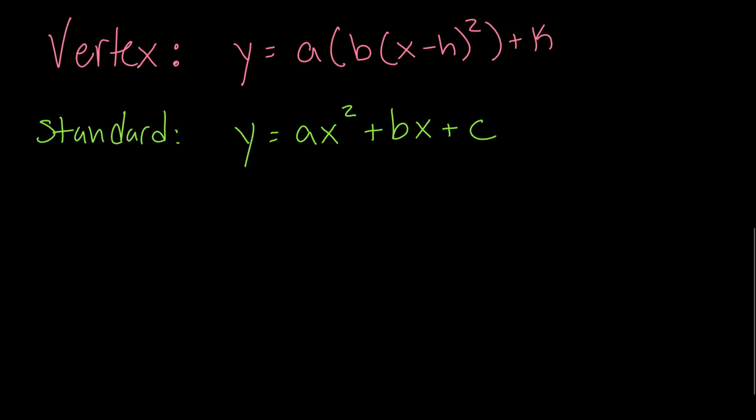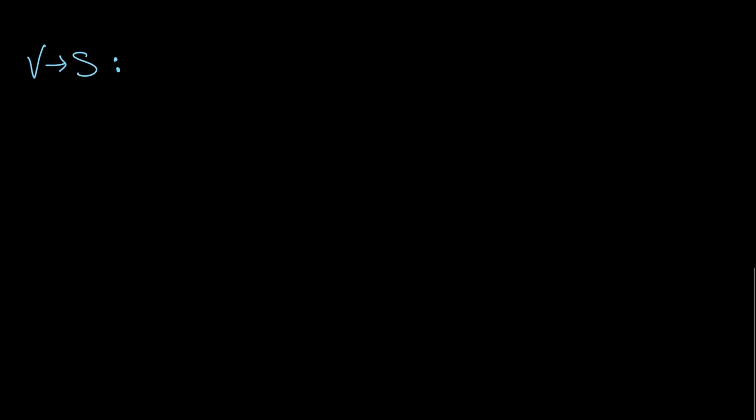So before we do our notes, which are going over how to convert from standard into vertex, I'm quickly going to go over how to convert from vertex to standard because it's really simple. So first, we're going to convert from vertex to standard. I'm just going to show you really quickly. Let's come up with one. Y equals 2 times (x plus 3) squared minus 5.